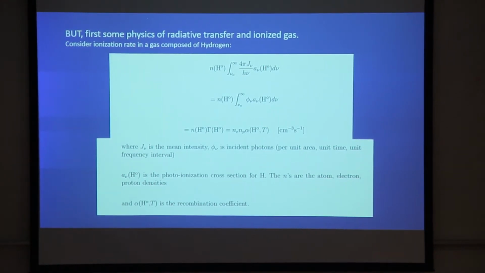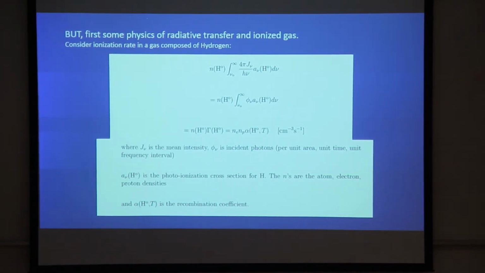Okay, so the simplest thing is to take a gas composed of hydrogen. This is in all the standard textbooks. And what you have here is a balance between ionization and recombination. Because if all you've got is hydrogen, that's all you get. You don't have to worry about collisionally excited lines very much.